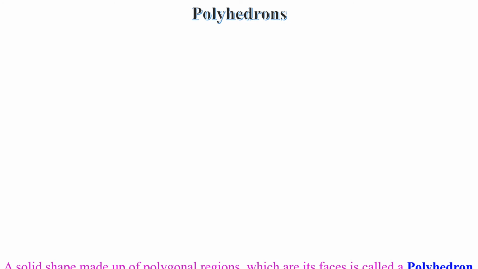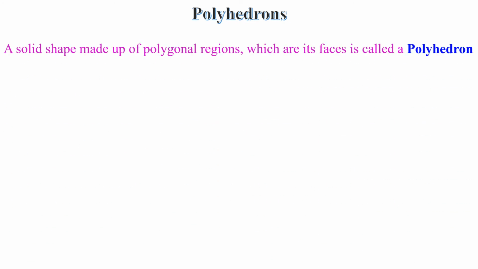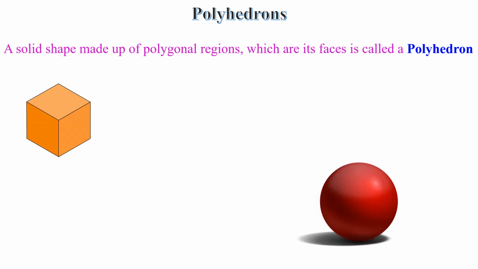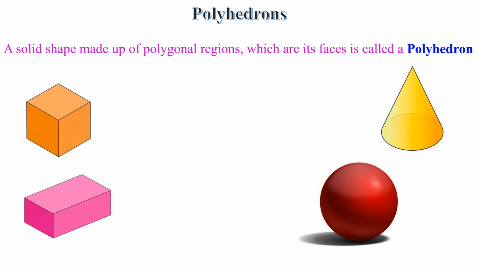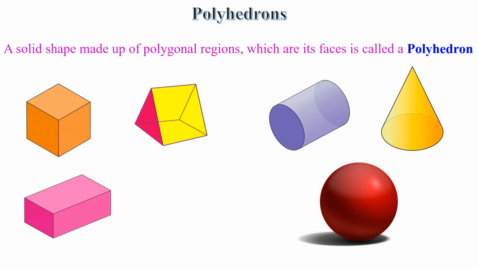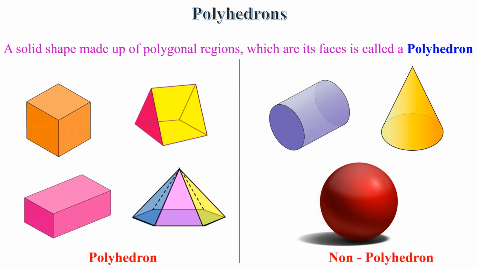Polyhedrons. A solid shape made up of polygonal regions, which are its faces, is called a polyhedron. Therefore, a cube is a polyhedron whereas a sphere is a non-polyhedron. Cuboid, polyhedron; cone, non-polyhedron; triangular prism, polyhedron; cylinder, non-polyhedron; hexagonal pyramid, polyhedron. Therefore, a solid shape made up of polygonal regions is called a polyhedron and the remaining are called non-polyhedrons.